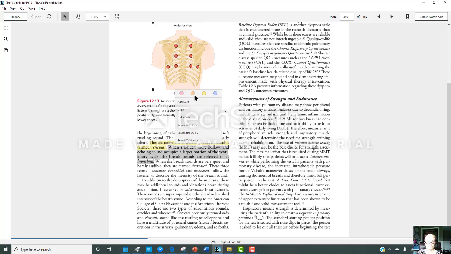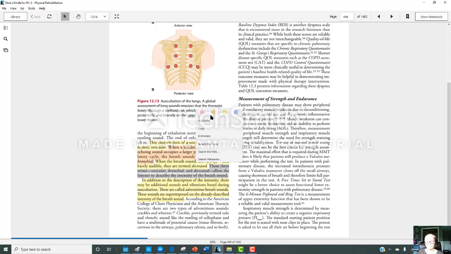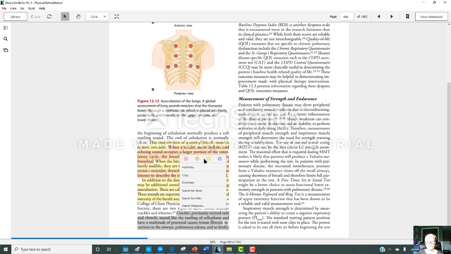In addition to the description of the intensity, there may be additional sounds and vibrations heard during auscultation. These are called adventitious breath sounds. These sounds are superimposed on the already described intensity of the breath sound. According to the American College of Chest Physicians and the American Thoracic Society, there are two types of adventitious sounds: crackles and wheezes. Crackles, previously termed rales and rhonchi, sound like the rustling of cellophane and have a multitude of potential causes: tissue fibrosis, secretions in the airways, pulmonary edema, and so forth.